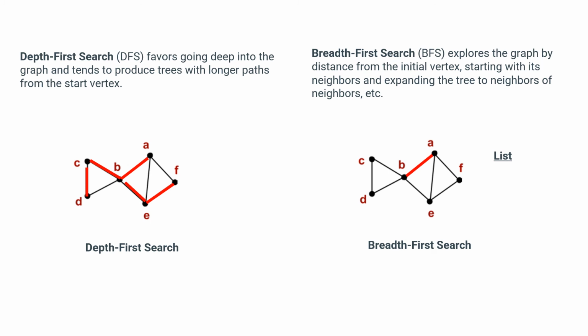We'll mark that, but let's keep track. Are there some neighbors of B that we need to take care of? Yeah, B has a neighbor of C. B also has a neighbor of D. So we'll put that on our list to come back to.